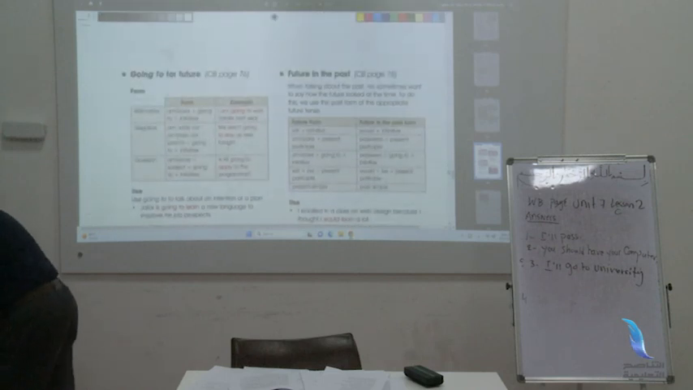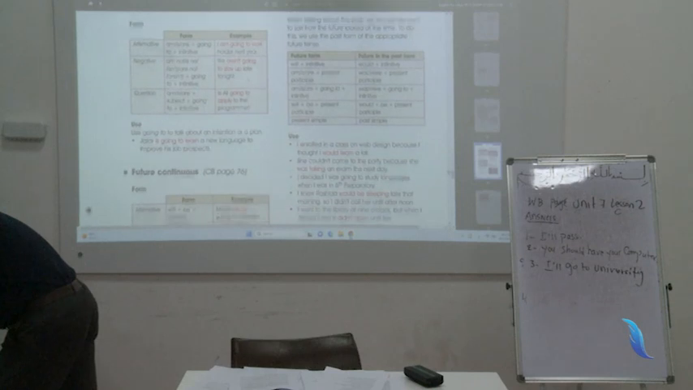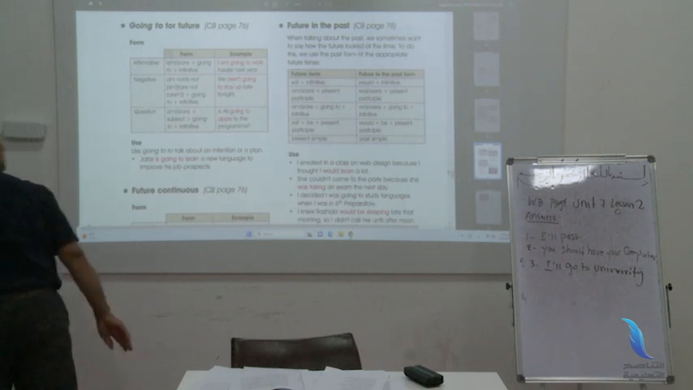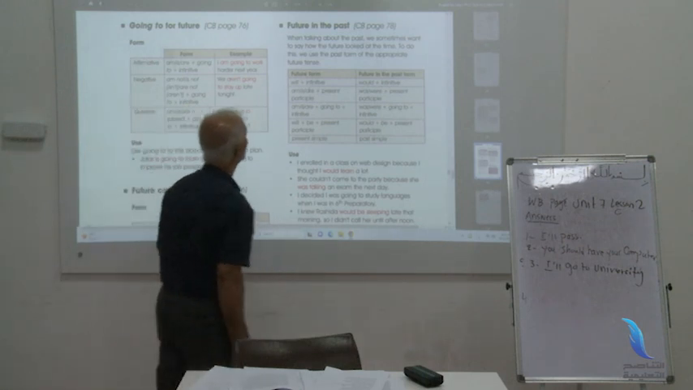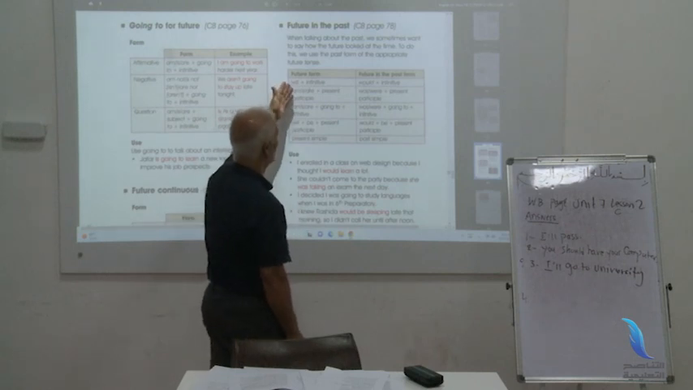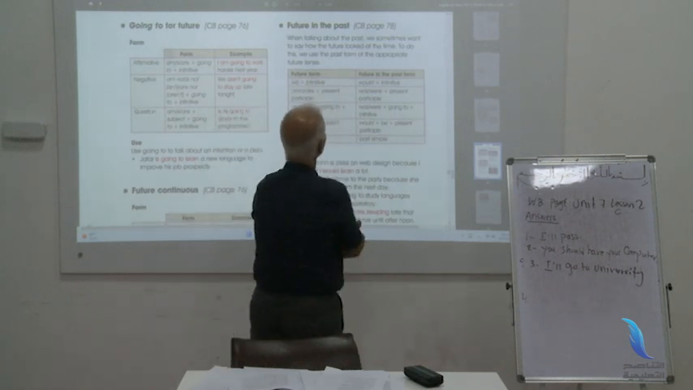Future in the past. When talking about the past, we sometimes want to say how the future looked at the time. To do this, we use the past form of the appropriate future tense. So it's good to have a look at this future in the past, how this is formed. Future form, will plus infinitive, we know that.